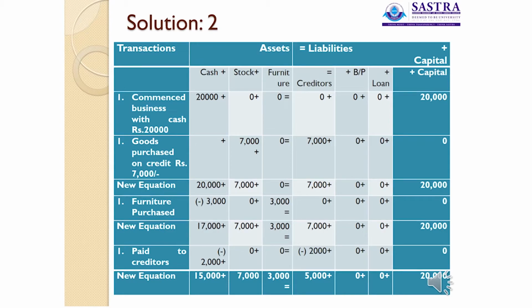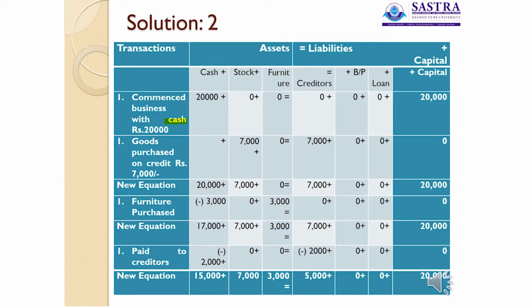Now looking at the solution for the problem. Transaction: assets equal liabilities. Assets are cash plus stock plus furniture. Liability side: creditors, bills payable plus loan plus capital. So the first one is commenced business with cash, rupees 20,000. What are the accounts involved here? One is the cash account and another one is the capital account.